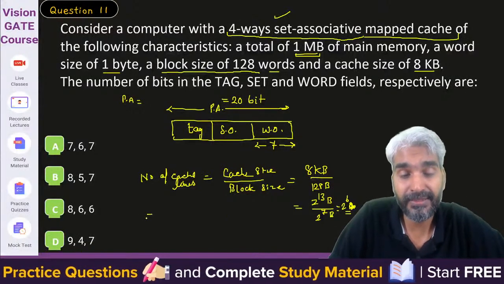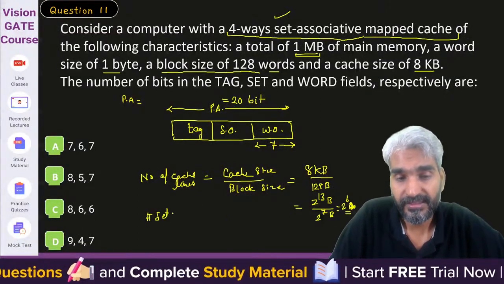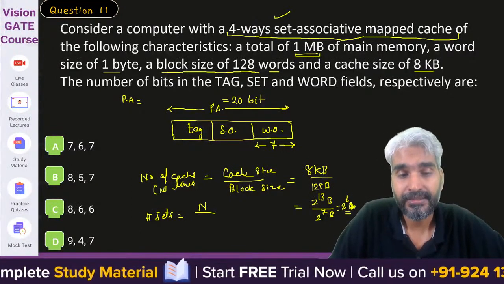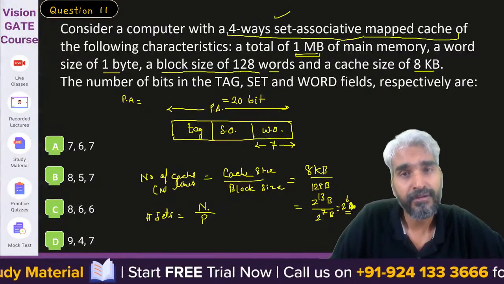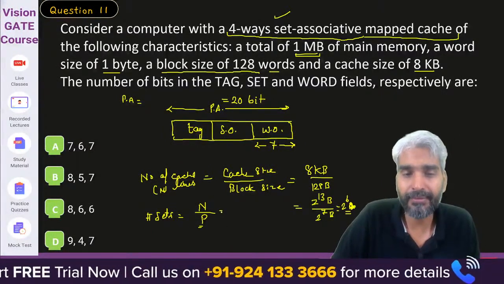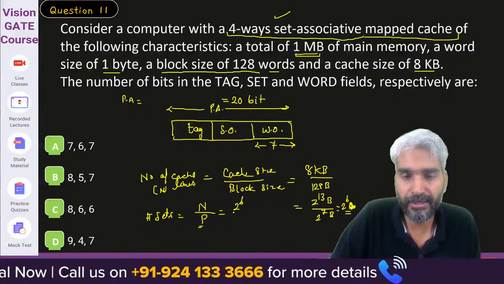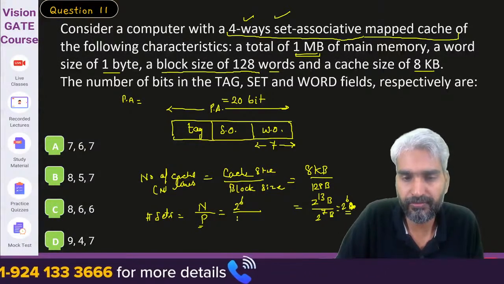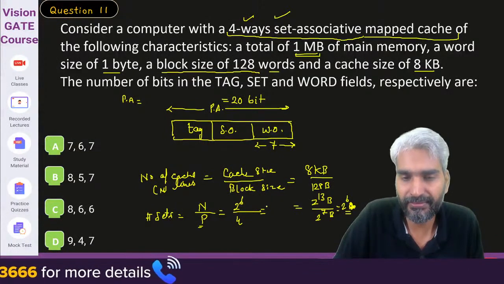If somebody asks me the number of sets, it is nothing but the number of cache lines n divided by the number of cache lines in each set, that is associativity, right? So n by p. The value of n is 2 raised to the power 6. The value of p is 4, since it is 4-way set associative. So this is 2 raised to the power 6 divided by 4.